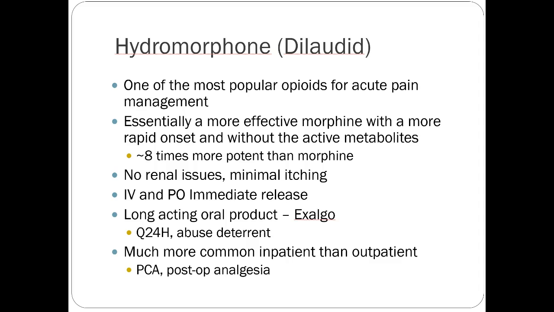Hydromorphone is Dilaudid. And Dilaudid is probably the most popular IV analgesic right now. I said morphine's kind of the gold standard, but Dilaudid's kind of like a more potent morphine that doesn't have any renal issues. It's about 8 times more potent than morphine. It does come IV and PO, so you have multiple ways to give it. There's a long-acting product. Again, I don't see this used very often. Pretty much if somebody's on a long-acting oral opioid, it's going to be long-acting oxycodone or long-acting morphine. It's not going to be these other weird ones.